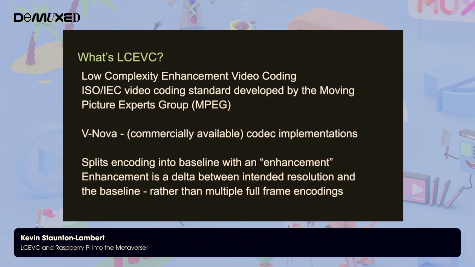Okay, what's LCEVC? It's low complexity enhancement video coding. It's actually an MPEG standard. V-Nova has got the commercially available codec implementation right now. What does it do? It splits encodings into a baseline with an enhancement. And by enhancement, this is a delta between the intended resolution that you want and the baseline encoding that you have. So rather than sending multiple full frame encodings, you just send the differences.